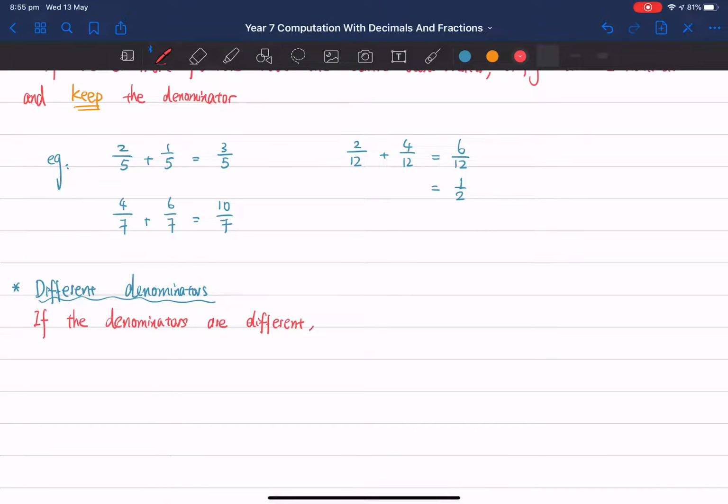So what we're going to do is convert two fractions to have the same lowest common denominator.